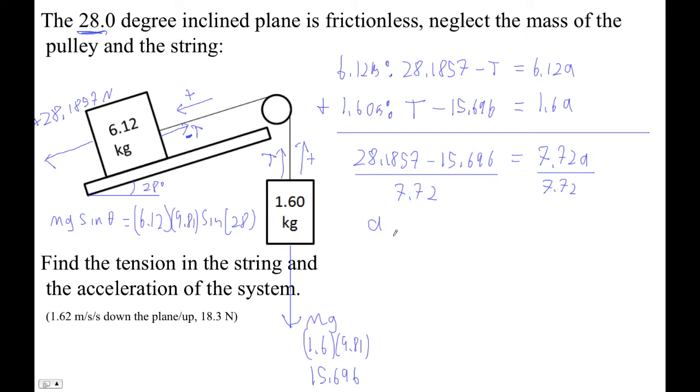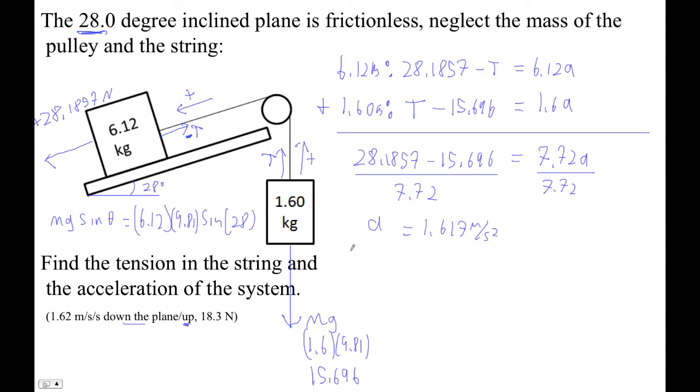So parentheses, 28.1857 minus 15.696, right parenthesis, divided by 7.72. This is 1.617 meters per second squared, where this guy is accelerating down the plane, or the mass is accelerating up. That's why the answer is given that way, right?